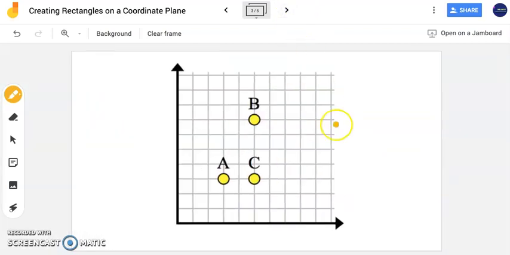Now let's try another one. This time I have a coordinate plane, but nothing is labeled here. Now, as you're doing this, and many of you are getting much better at plotting points, you may feel that you don't need to label. And if you feel that way, that's fine.